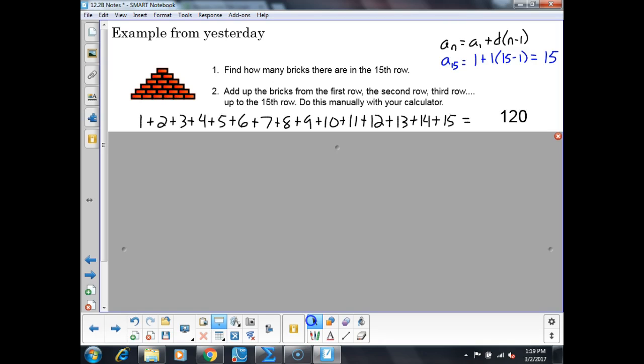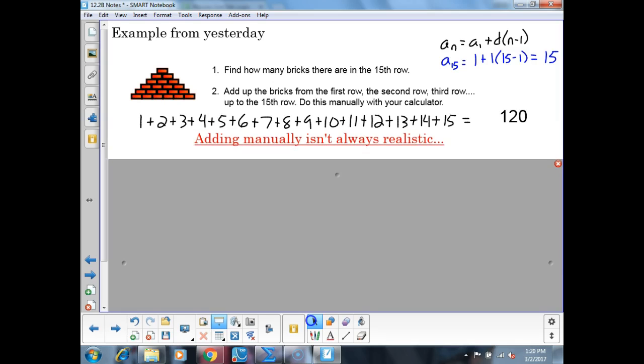Now, it makes sense to add up 15 numbers. What if our building was 30 feet tall? You just have to times 120 by 2. No. No? Oh yeah, because you add 1. Because you're adding 1 more to each row. So you'd have to add 15 more numbers, right? Okay? Might not be the easiest way to do that. So adding manually isn't always realistic.